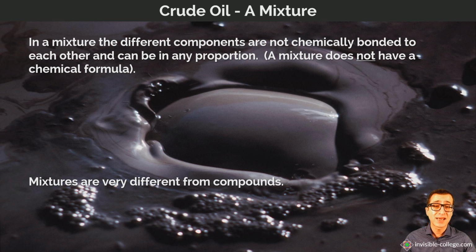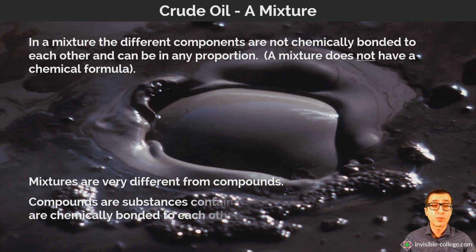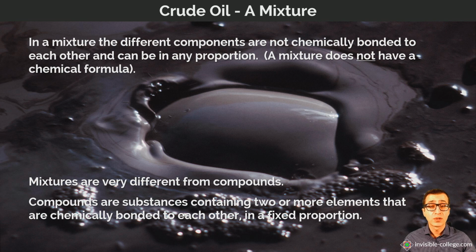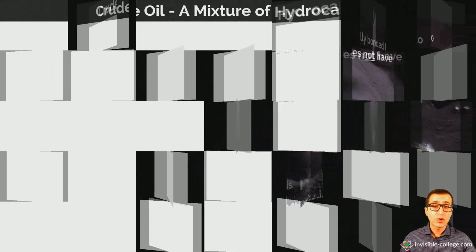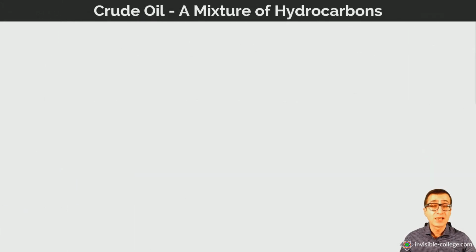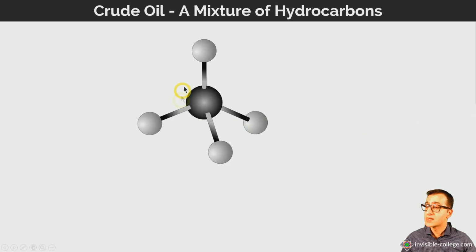Compounds are substances containing two or more elements that are chemically bonded to each other in fixed proportions. So crude oil is a mixture of compounds referred to as hydrocarbons. Hydrocarbons are compounds composed only of carbon and hydrogen atoms. Now, the simplest hydrocarbon is methane. So here we can see a ball and stick model of methane.